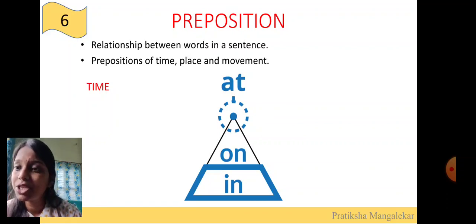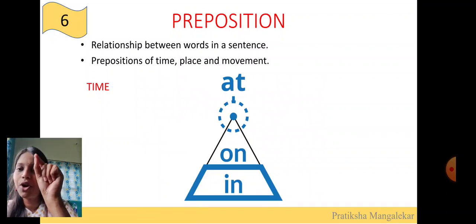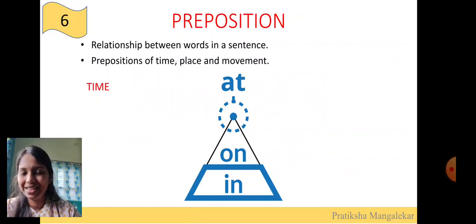To understand prepositions of time, we have a very simple diagrammatical representation, which is a triangle. And at the top of the triangle, at the corner, that vertex, it says at. Next comes on, and below that comes in. Let us look at this in detail.